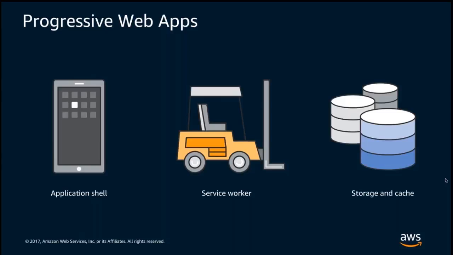The service worker is running in the background, so you could think of this similarly to something like an Android service that's running in the background, and it's handling accepting push requests and handling network requests. If things are offline, it will cache things and provide the application shell with data from a cached database like IndexedDB, and the storage and cache.